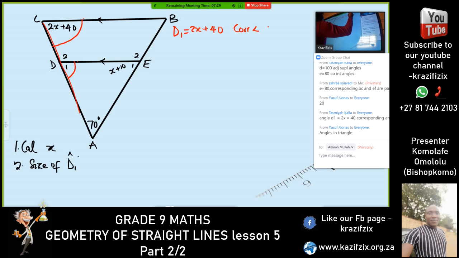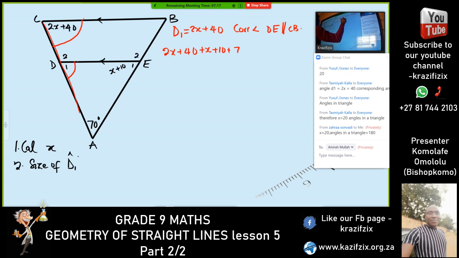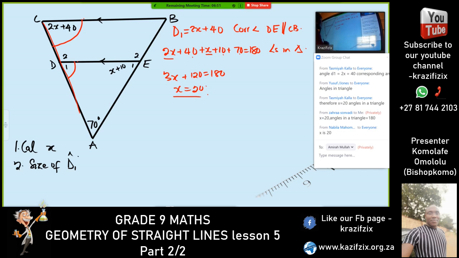Angles. But again, guys, very important: DE is parallel to CB. Now, 2x plus 40, good, Yusuf, plus x plus 10 plus 70 equals 180. Angles in a triangle. Now we can do the maths. 2x plus x would give me 3x. Zara has already given me a final answer. 40 plus 10 is 50. 50 plus 70 will give me 120, so 3x plus 120 equals 180. Lovely. So x equals 20. If you do the math, 60 divided by 3.